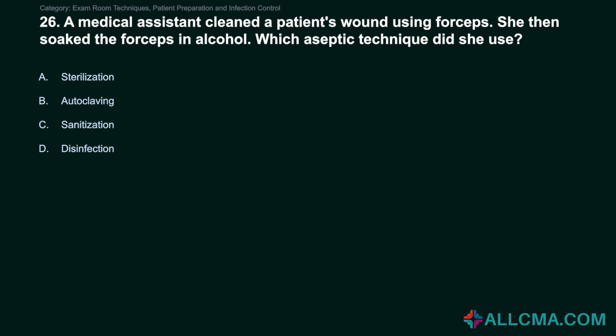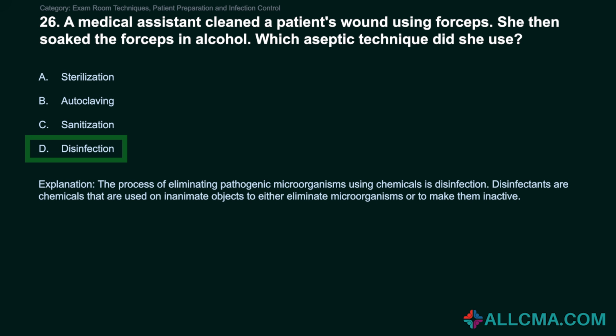26. A medical assistant cleaned a patient's wound using forceps. She then soaked the forceps in alcohol. Which aseptic technique did she use? A. Sterilization. B. Autoclaving. C. Sanitization. D. Disinfection. Correct answer: D. Disinfection. The process of eliminating pathogenic microorganisms using chemicals is disinfection. Disinfectants are chemicals that are used on inanimate objects to either eliminate microorganisms or to make them inactive.